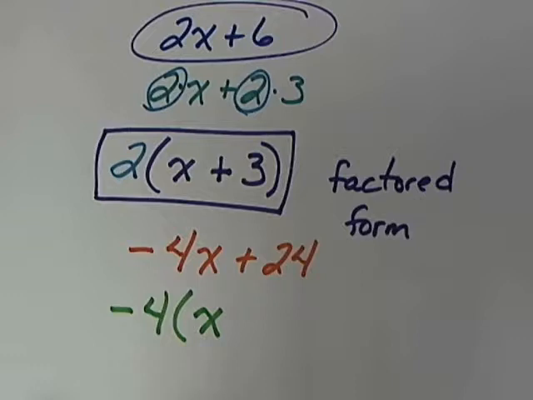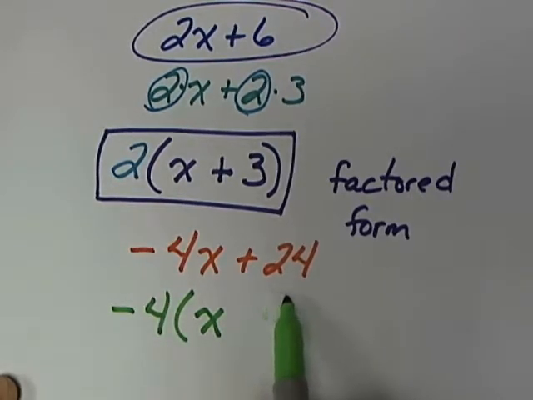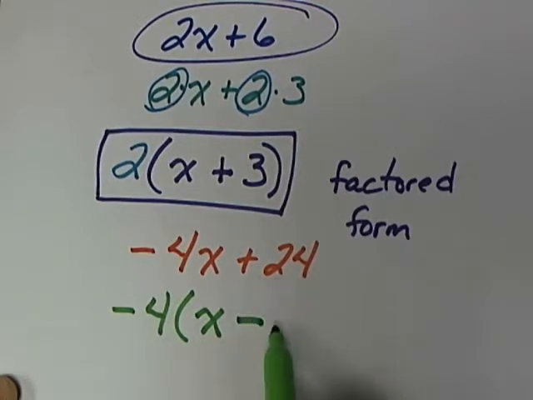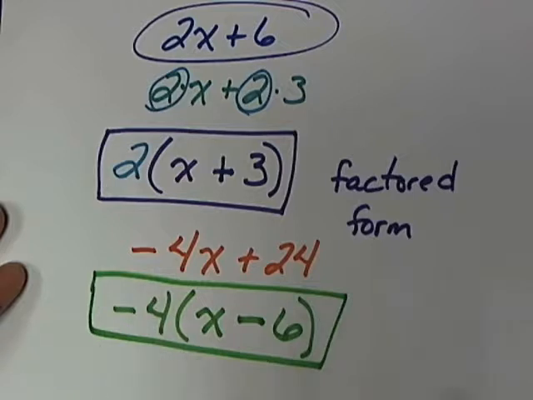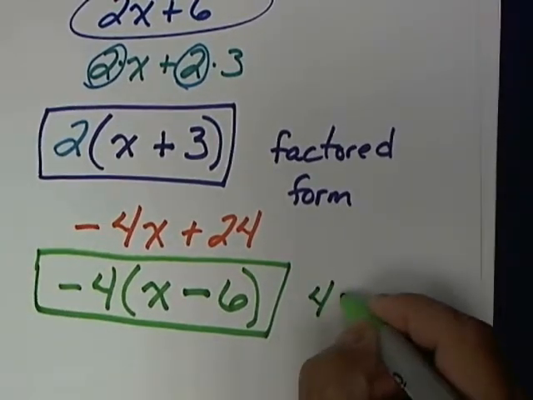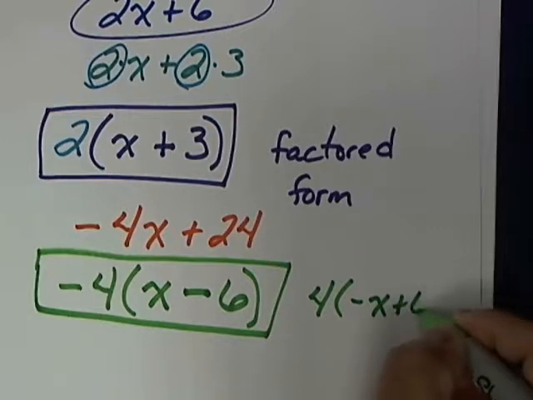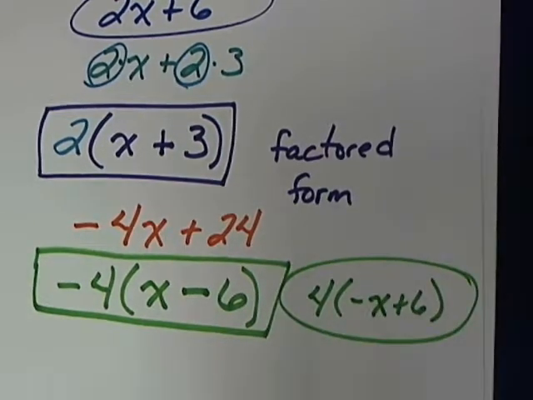Well, think of the distributive property the other way if you need to. If I was multiplying this back in, what do I have to take negative 4 times to get a positive 24? Negative times a negative is a positive. And 4 times 6 is 24. Yes, you could have taken out the positive 4, and then you would have been left with negative x plus 6. That also would have worked. That's called taking out the common factor.